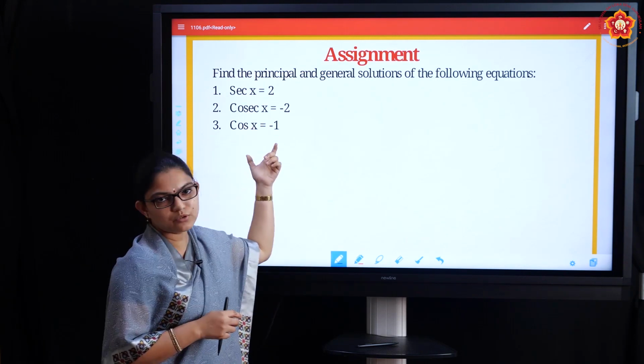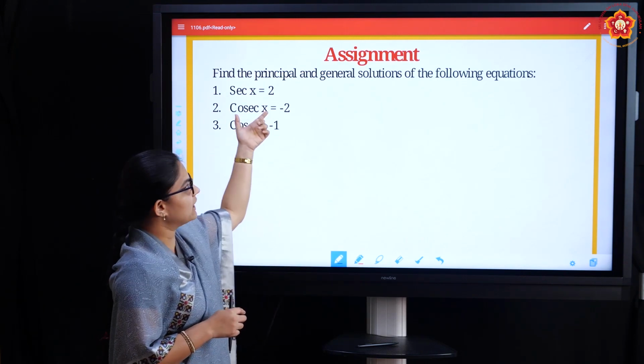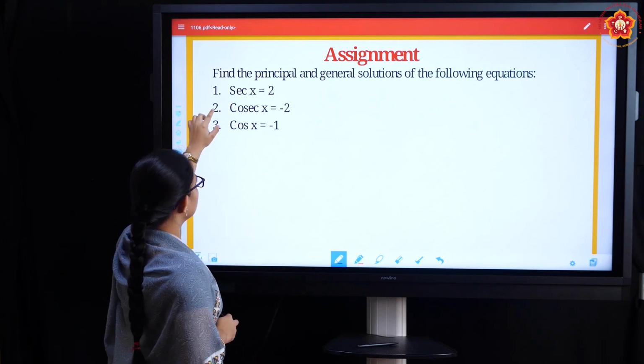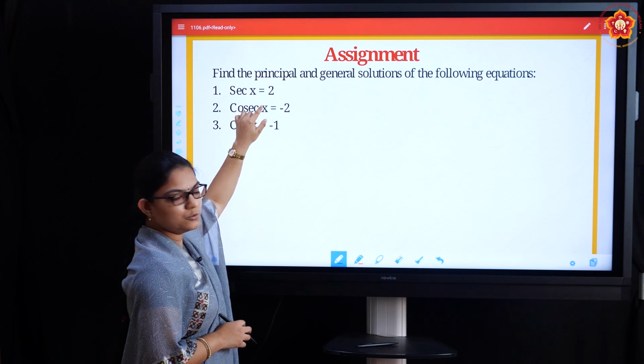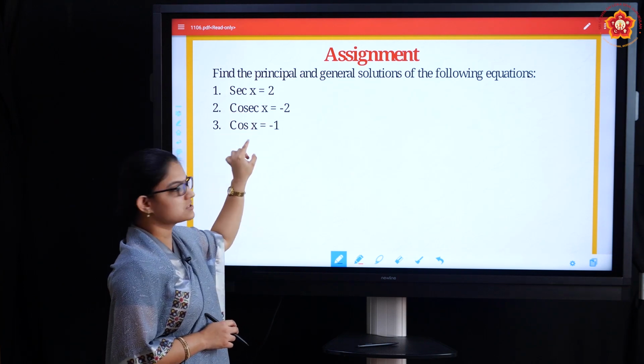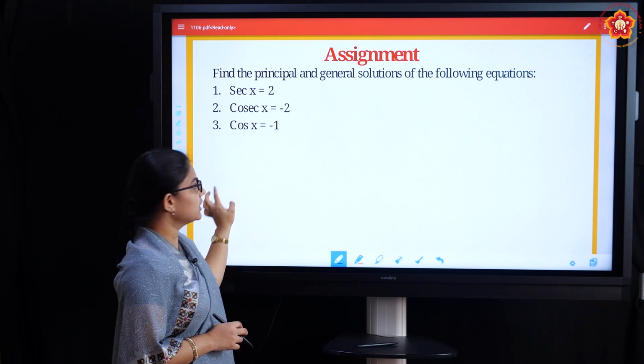Now we have an assignment question. Find the principal and general solution of the following equations, where the first equation is secant x is equal to 2, second is cosecant x is equal to minus 2, next we have cos x is equal to minus 1.